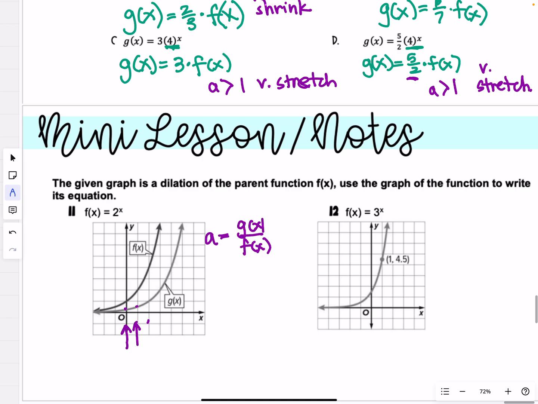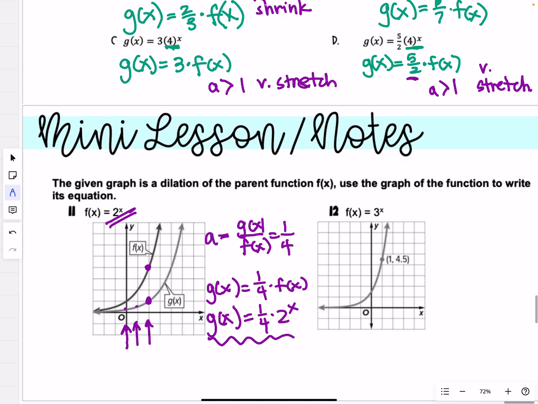So let's see if I can find a better alternative. Let's look at x equals 2. Oh, this looks good. My g of x y value is going to be 1. My f of x y value is going to be 4. So my a value here is going to be 1/4. So my new function, g of x, is equal to 1/4 times f of x. And then since I know f of x is 2 to the x, I can just say it's 1/4 times 2 raised to the x power.